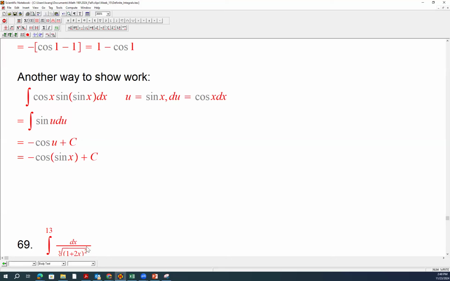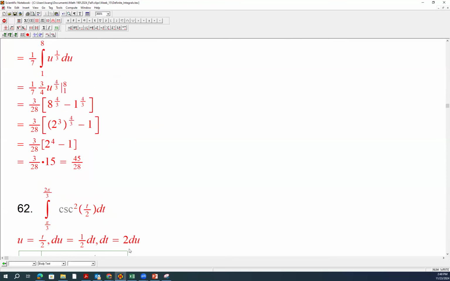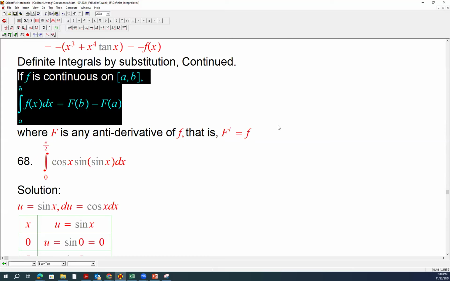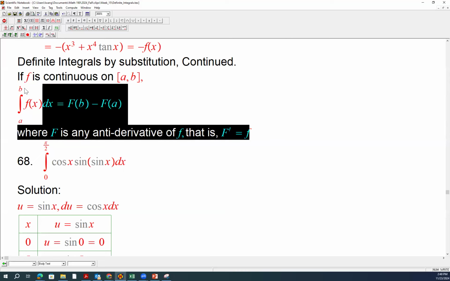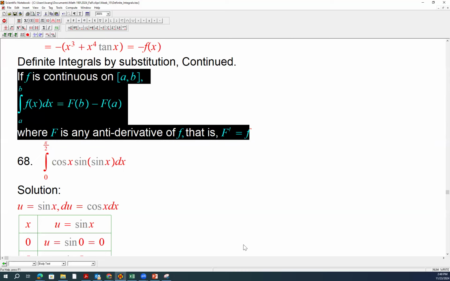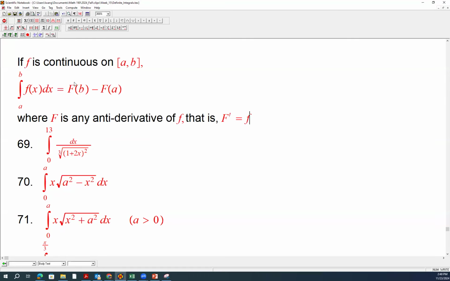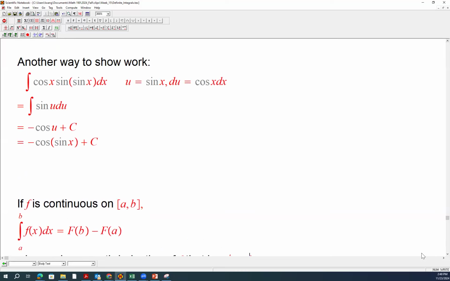And then, according to the fundamental theorem of calculus part 2, let me bring that theorem with us here. According to this theorem, we just need one antiderivative. Let me show you the full screen of this.